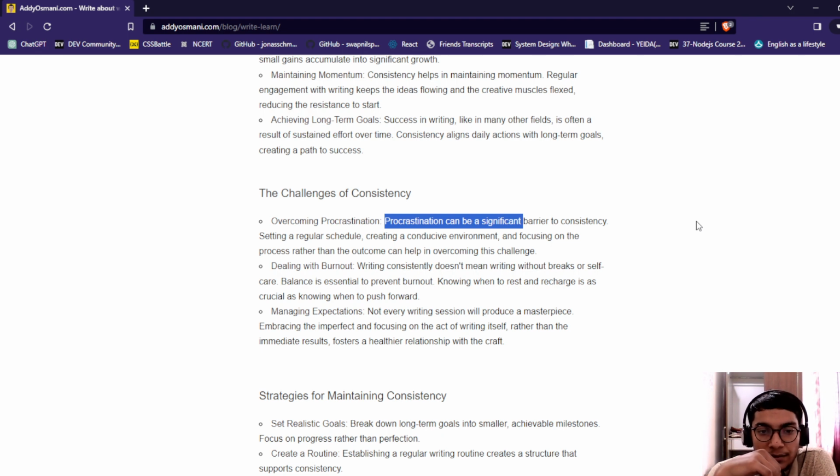Dealing with burnout. Writing consistency doesn't mean writing without a break; balance is essential to prevent burnout. Knowing when to reset or recharge is crucial to knowing how to push forward. Managing expectations. Not every writing session will produce a masterpiece. Embrace the imperfect and focus on the act of writing itself rather than immediate results. Foster a healthy relationship with the craft.